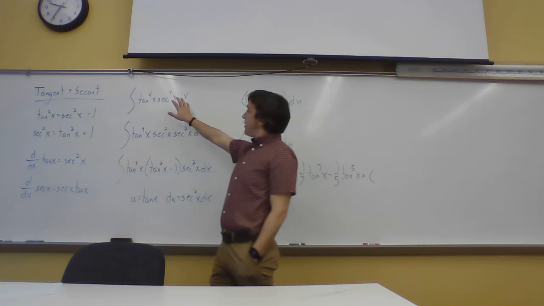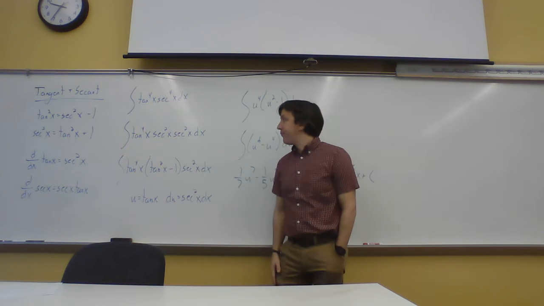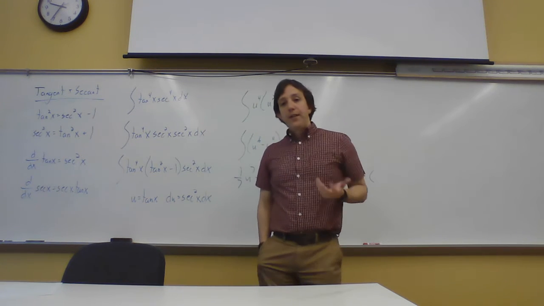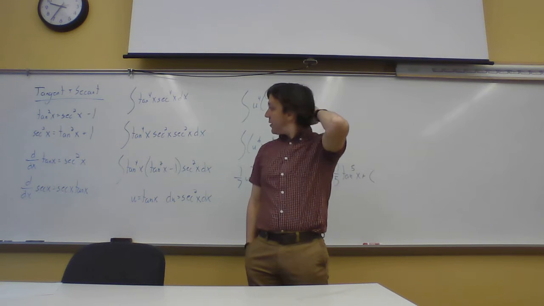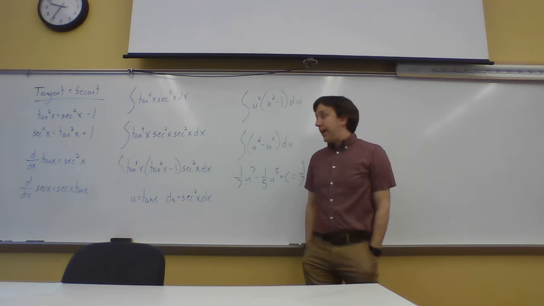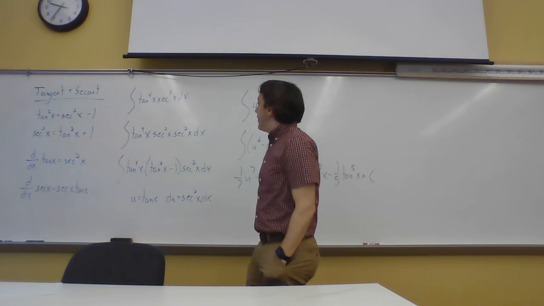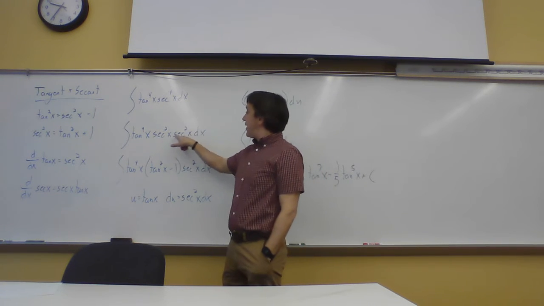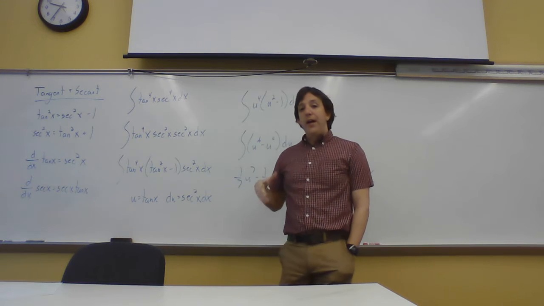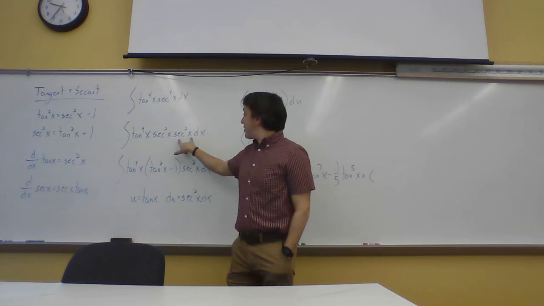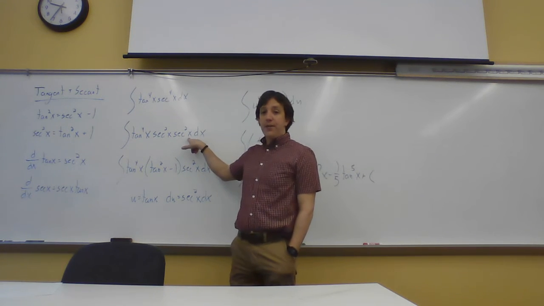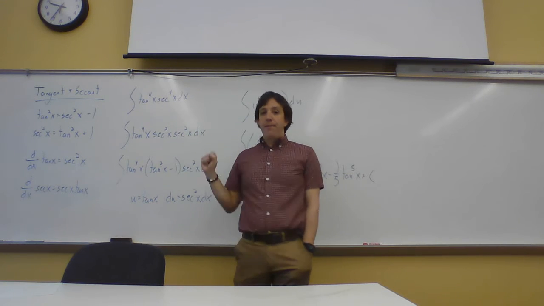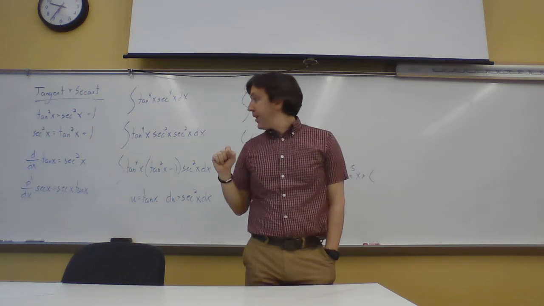Let's do this one. Tangent to the fourth, secant to the fourth. So when I look at this, what I really want is to be able to make a substitution and have this work out really nicely. So what I did is I said, okay, secant to the fourth is the same as secant squared times secant squared. And that's useful because secant squared is the derivative of tangent. So I'm setting myself up for some substitution here.